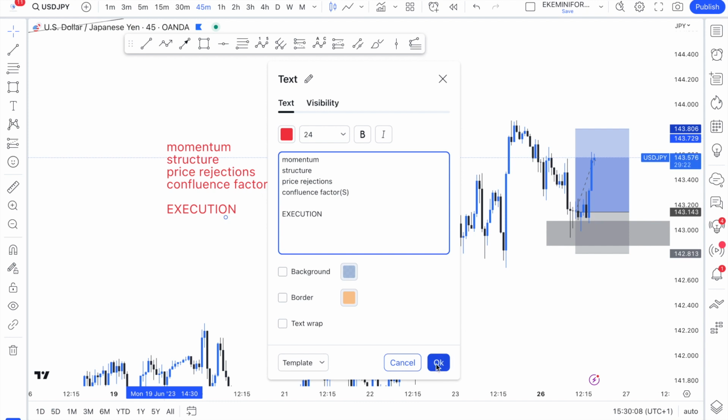So this trade I took, this way, everything I put into consideration.